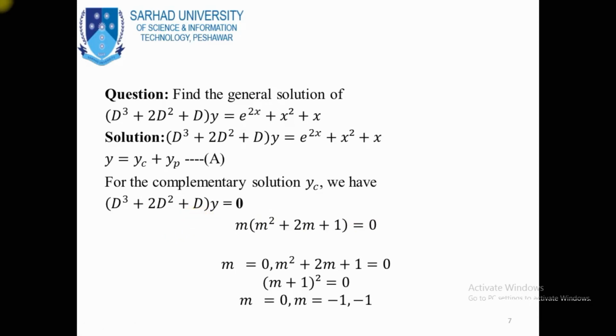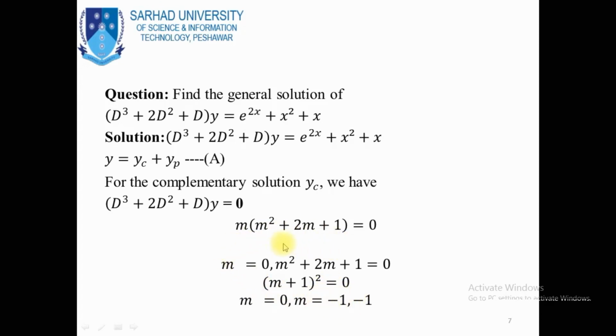Now m is equal to 0 and m square plus 2m plus 1 is equal to 0. So m square plus 2m plus 1 means (m plus 1) whole square, and (m plus 1) whole square means m plus 1 is equal to 0 and m plus 1 is equal to 0. So we have two repeated real roots, m is equal to minus 1 and minus 1. In this case, we have one real root and we have two repeated real roots.